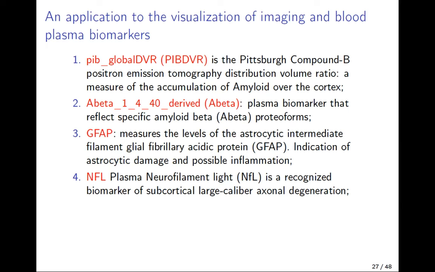So this one, I think, I'm not sure the name is correct here. So this one is a ratio, actually, of 2 biomarkers, the 40 and 42. But that should be highly correlated with amyloid. Then there is GFAP. GFAP is a biomarker which is an indication of astrocytic damage. Astrocytes are involved in making sure that the synapses are working correctly, and there might be indication of possible inflammation. And then a third one is called NFL, and NFL is supposedly associated with axonal degeneration.